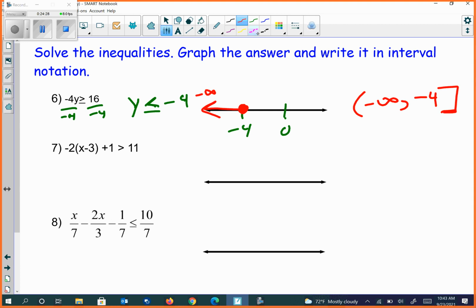So things to note. How that sign flipped over. Why did it flip over? Because when I got the letter, the variable by itself, I had to multiply or divide by a negative number.